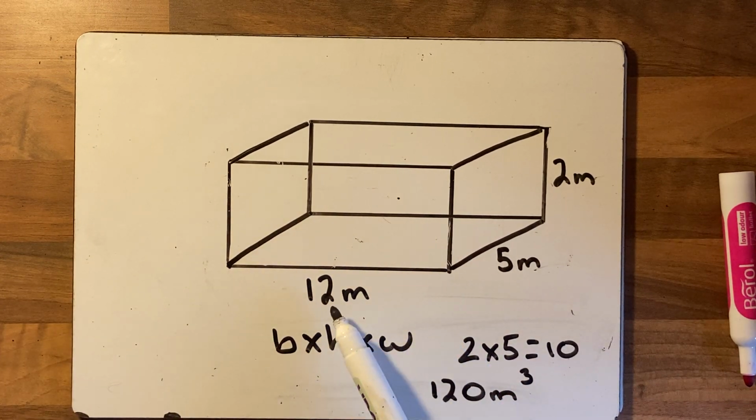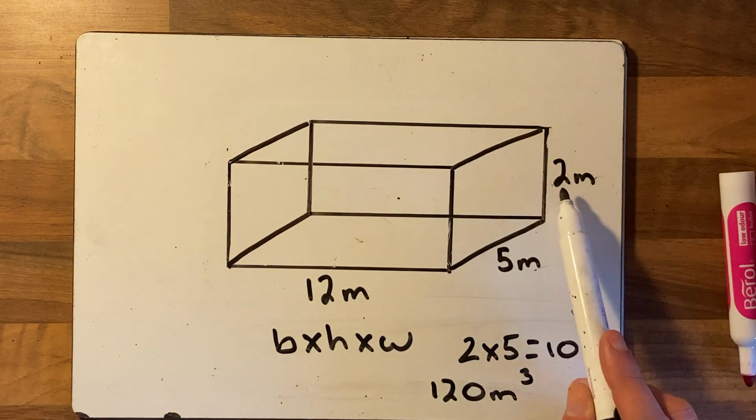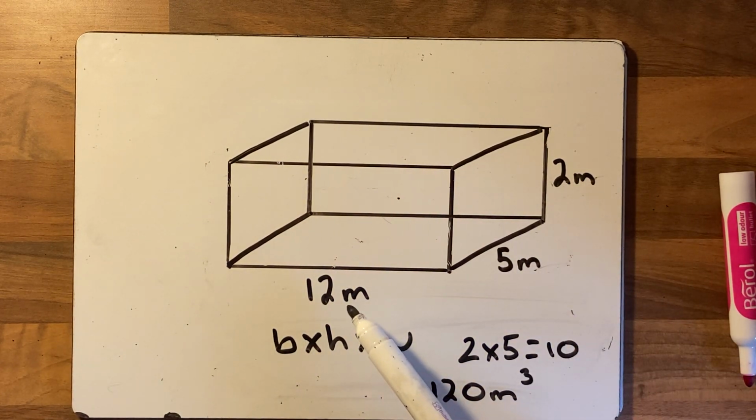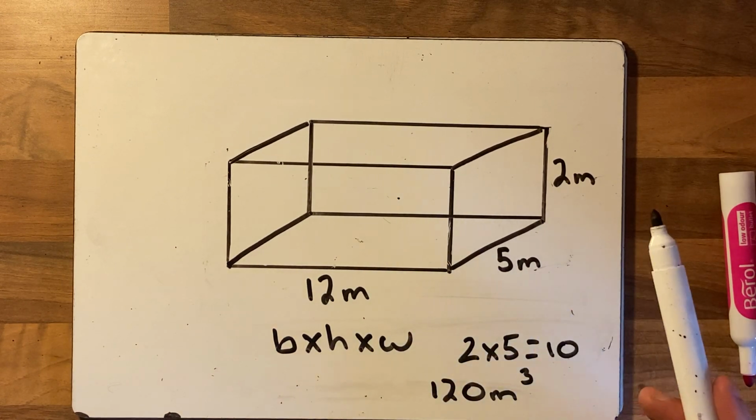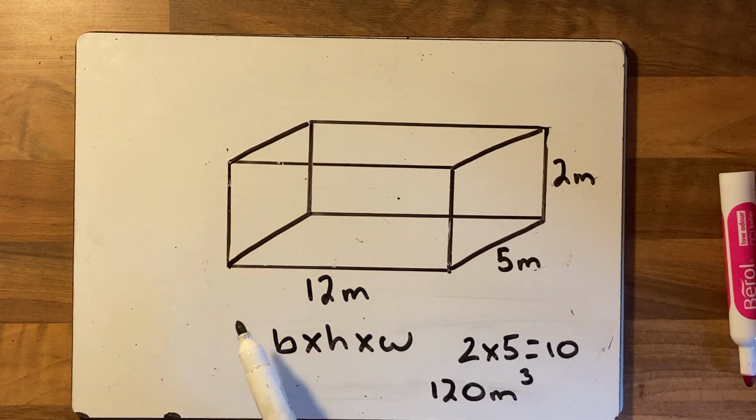You could have done, first of all, 5 times 12 to get to 60 and double it to get to 120. You could have done 2 times 12 to get to 24 and then times it by 5. Doesn't matter which way you do these, as long as you multiply the base by the height by the width.